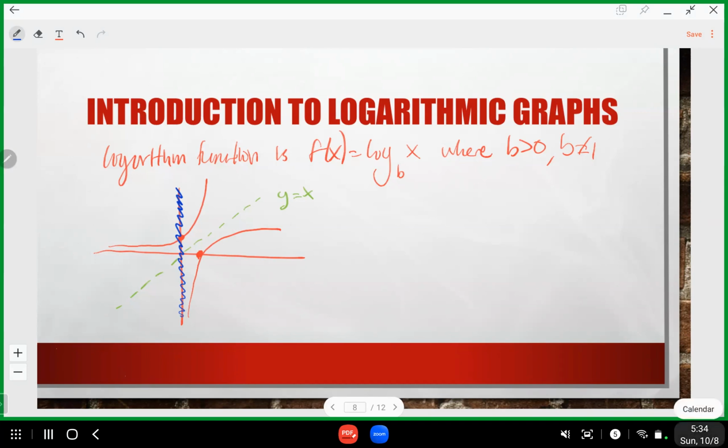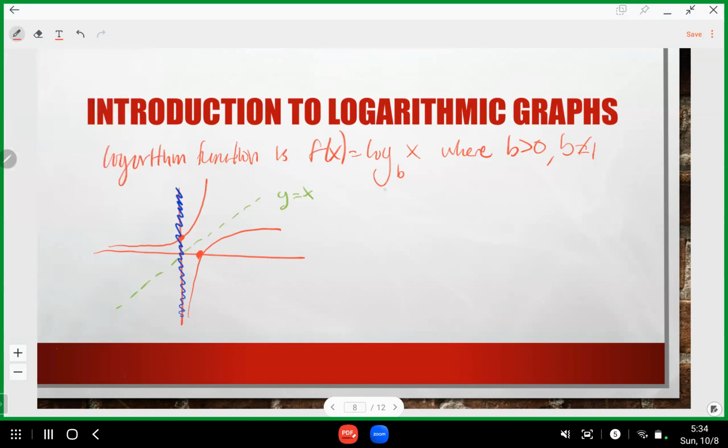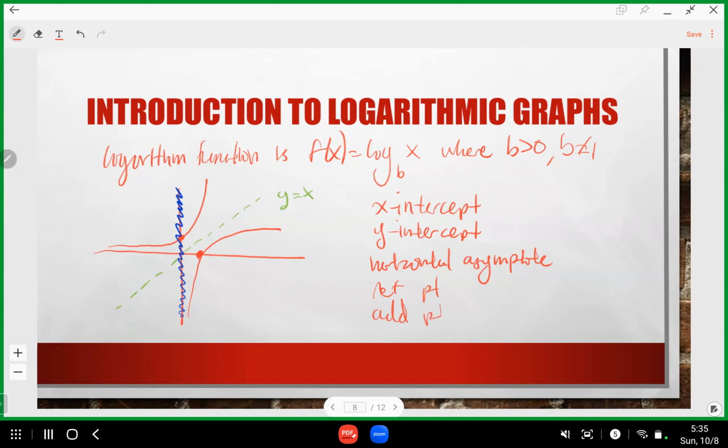So let's look at some things that you also need to take note of, which is the x-intercept. So for both of them, you need to look at the x-intercept, y-intercept, horizontal asymptote, reference point, and additional points.